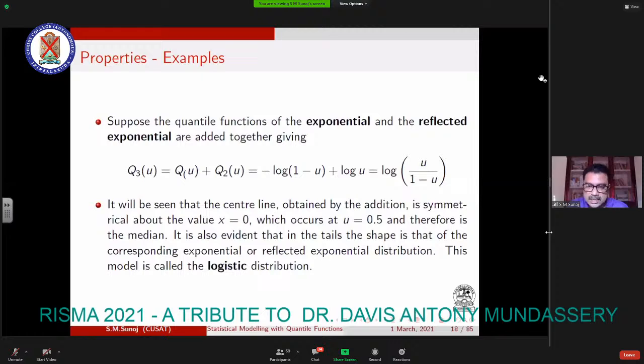This is in fact the quantile function of another known distribution, which is nothing but the logistic distribution. It will be seen that the curve obtained by addition is symmetrical about the value x equal to 0, which occurs at U equal to 0.5, and therefore it is the median. It is also evident that in the tails the shape is that of the corresponding exponential or reflected exponential. This model is called the logistic distribution. So log of U divided by 1 minus U is the quantile function of the logistic distribution. So, by adding a unit exponential distribution and a reflected exponential distribution, you get another quantile function, which is the quantile function of a logistic distribution.